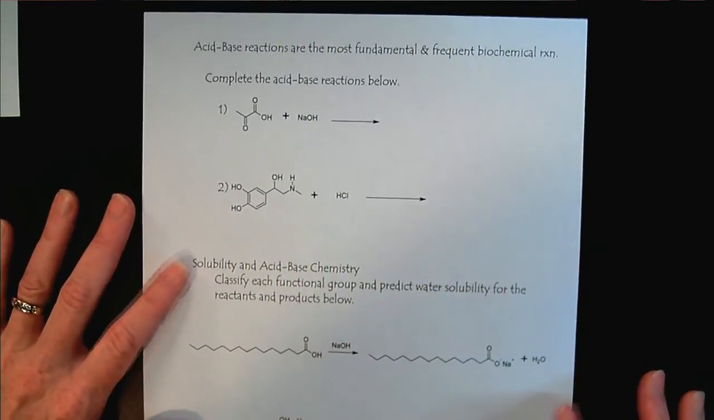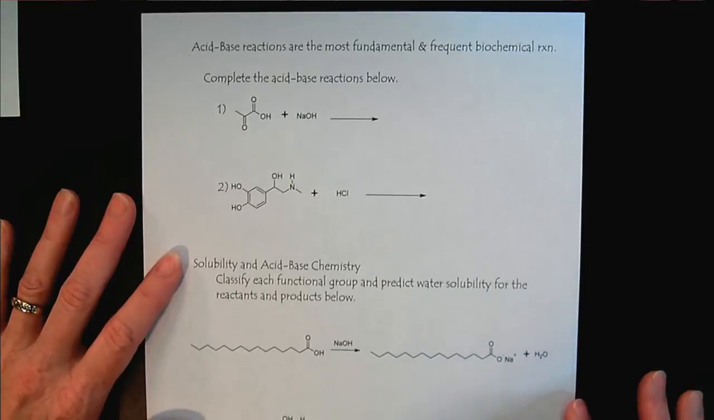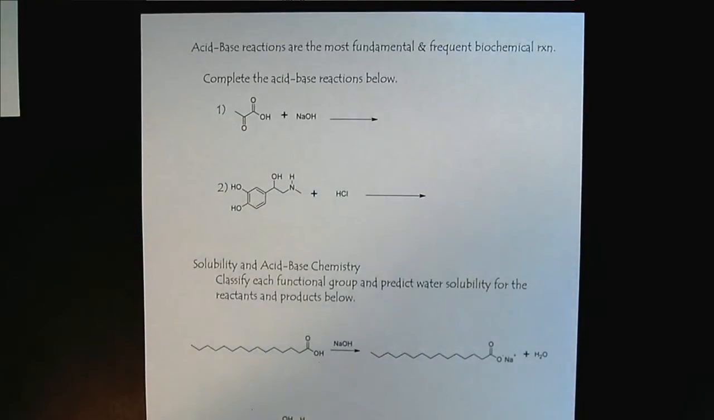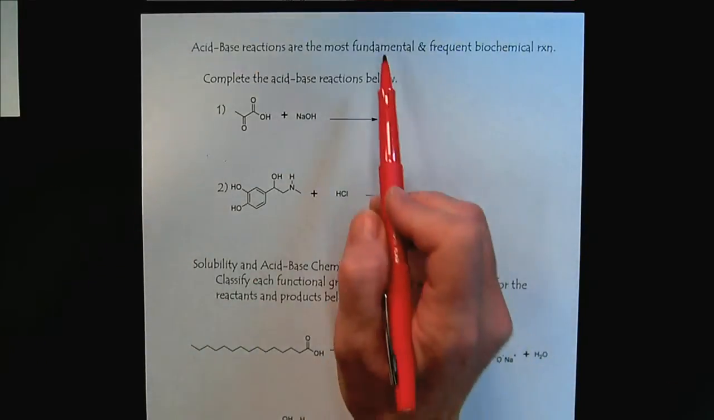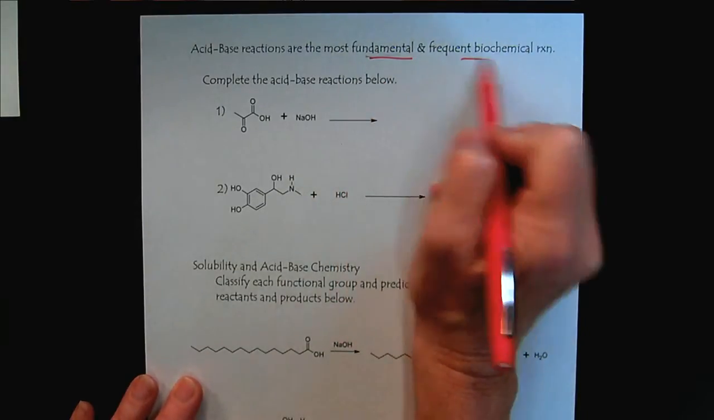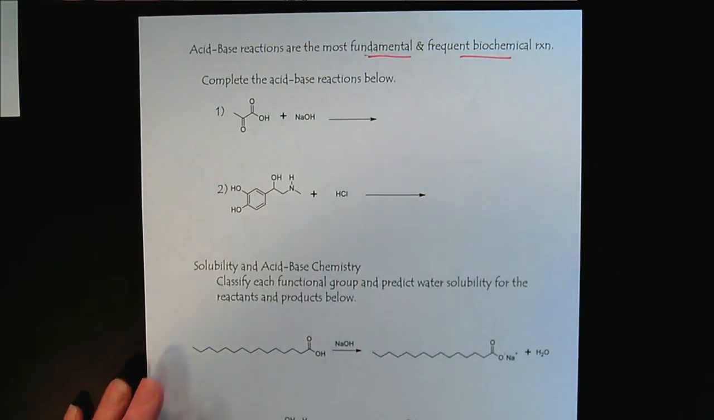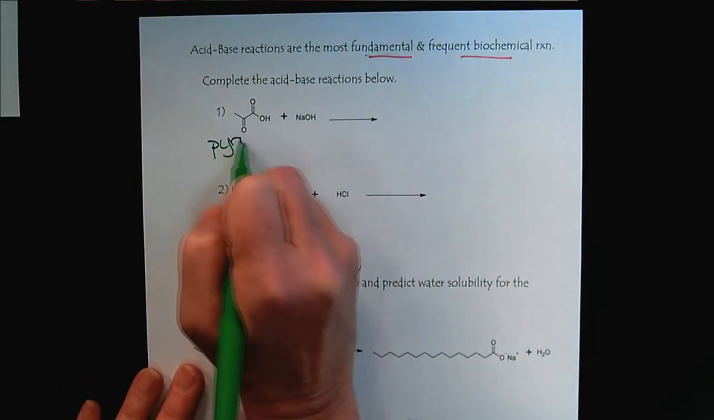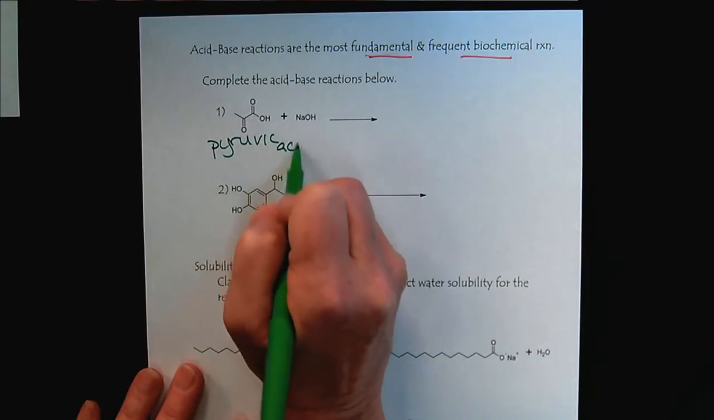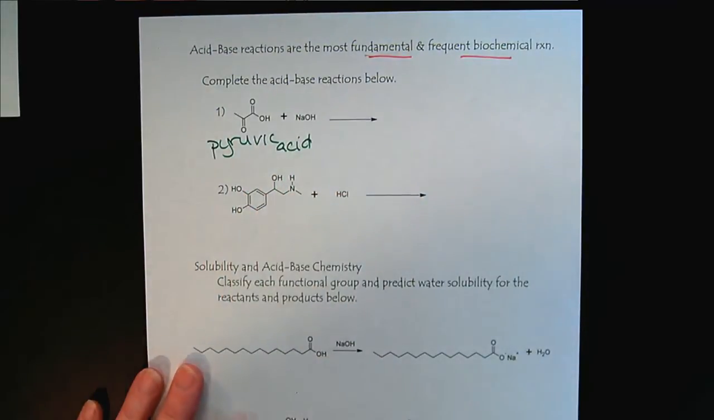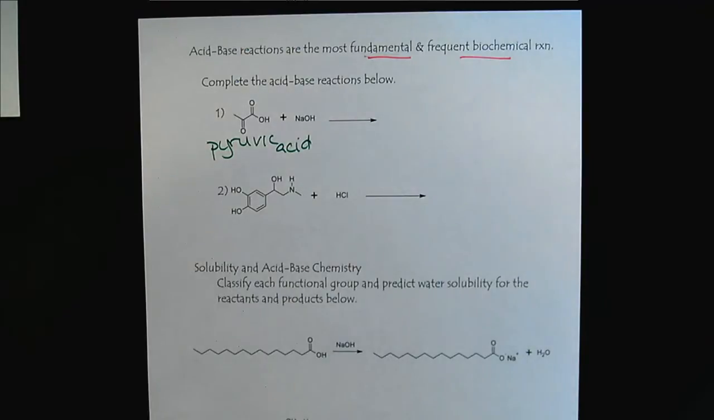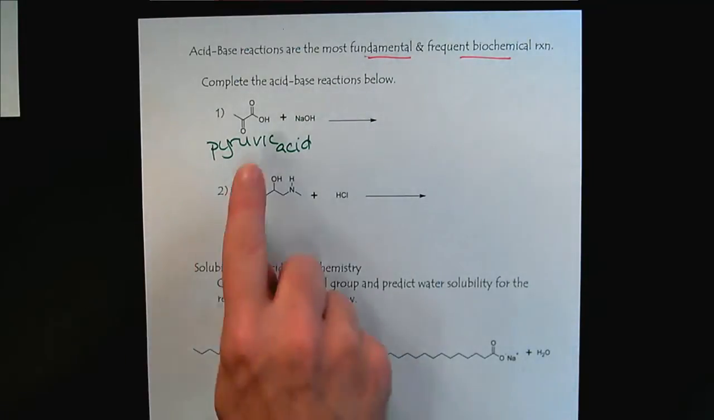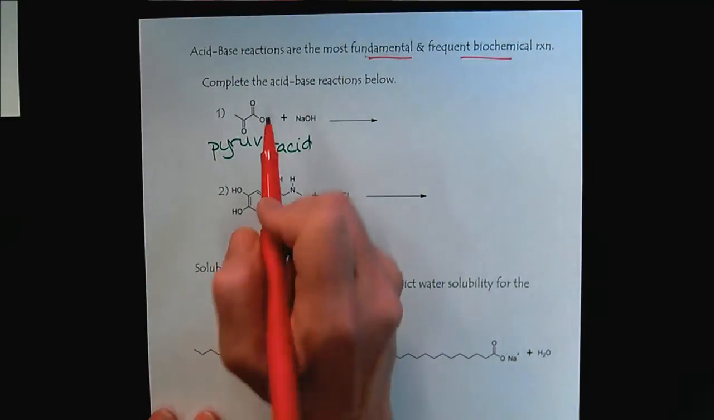And let's do a brief review of acid-base reactions, because these are the most frequent and fundamental. So they are always occurring in the background. So let's focus on some acid-base chemistry. So here we have an example of pyruvic acid, and this is a compound that we'll see when we learn about glycolysis and other biochemical reactions. And we recognize that it's the acid.